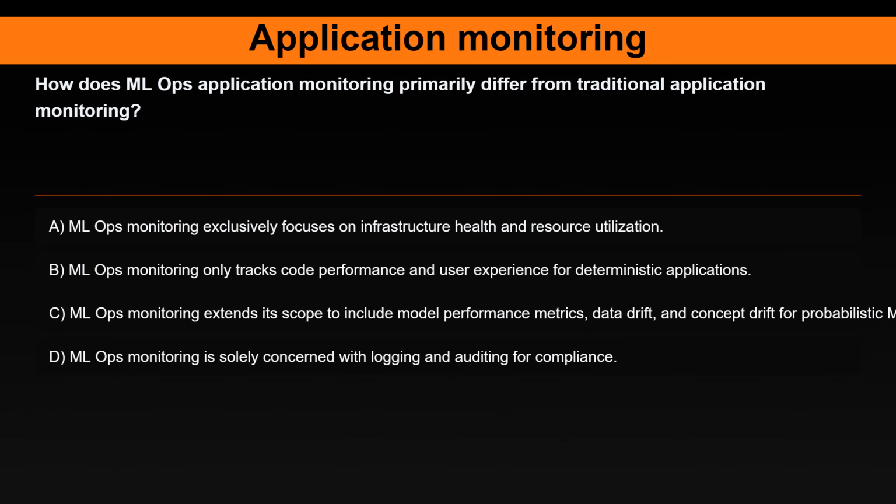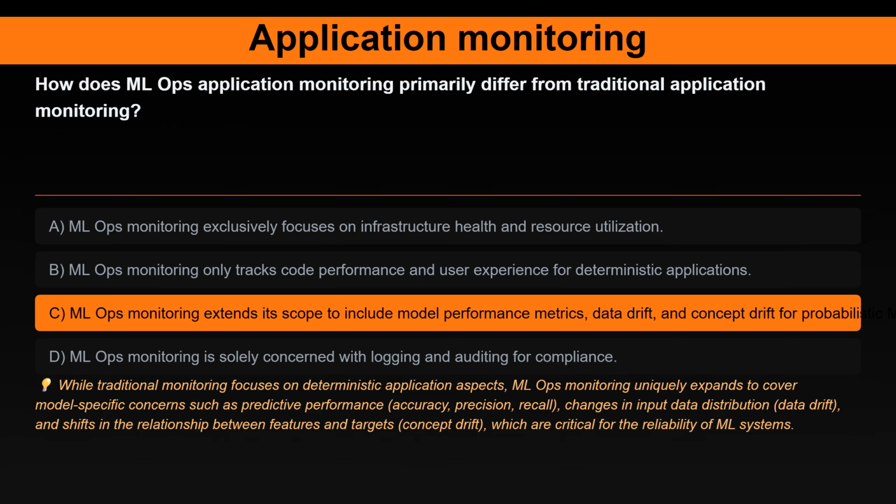Question 7. How does ML Ops application monitoring primarily differ from traditional application monitoring? Option A. ML Ops monitoring exclusively focuses on infrastructure health and resource utilization. Option B. ML Ops monitoring only tracks code performance and user experience for deterministic applications. Option C. ML Ops monitoring extends its scope to include model performance metrics, data drift, and concept drift for probabilistic ML systems. Option D. ML Ops monitoring is solely concerned with logging and auditing for compliance.